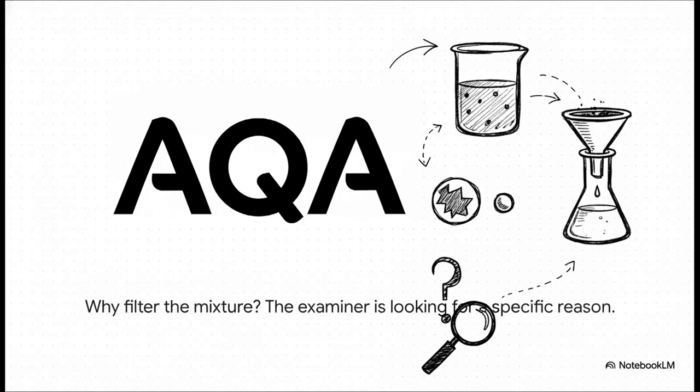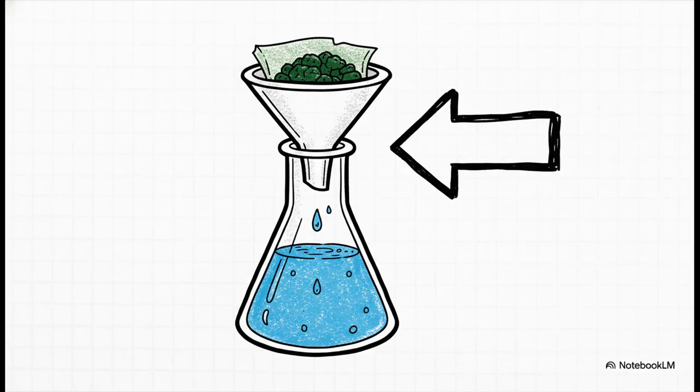Okay, next question. Why does the student filter the mixture? This is a classic lab procedure, but they're looking for a very, very specific reason tied to what we've just been talking about. And here it is. This is the kind of precision that gets you the mark. You have to say to remove the copper carbonate, or even better, to remove the excess copper carbonate. See, just saying something vague like to remove the solid probably isn't going to cut it. You've got to name that chemical.